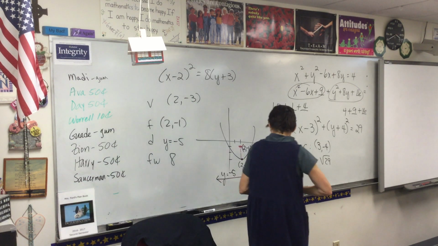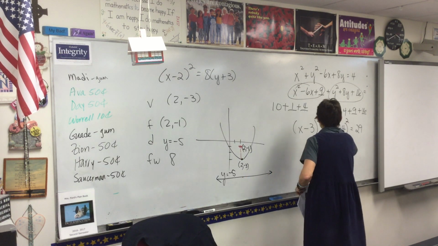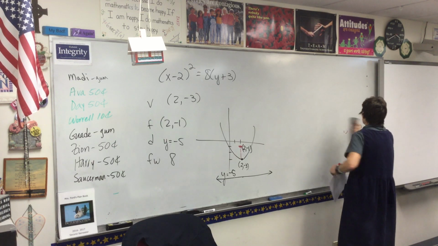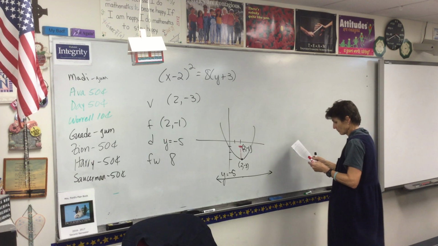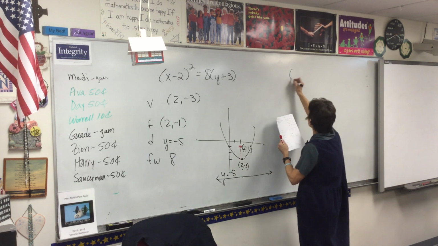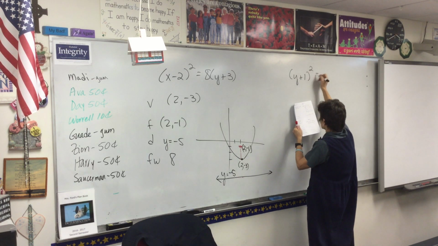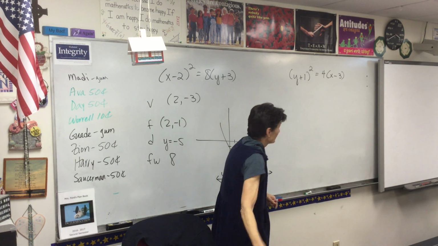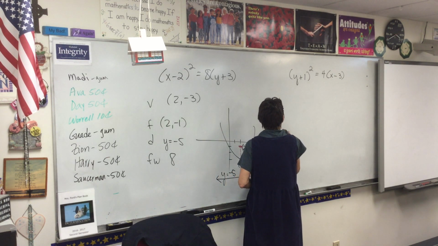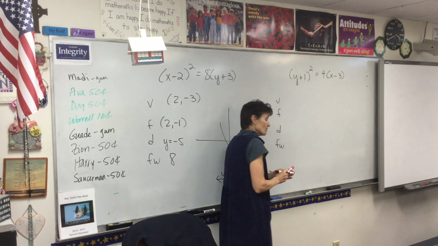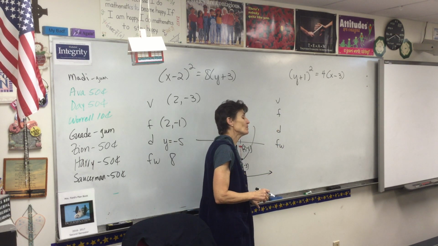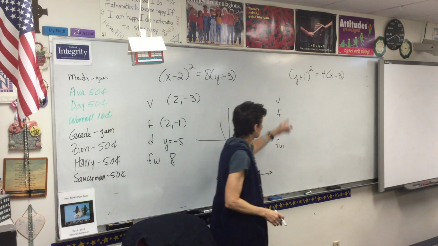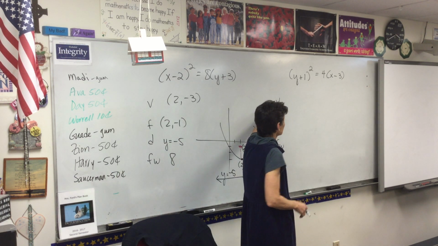Now, luckily, there's one more of those. So let's look at that one. Y plus 1 squared equals 4x minus 3. So vertex, focus, directrix, and focal width, and again, even if you have no idea what we're talking about, you're going to get half this problem right. Because you better be able to tell me what the vertex is.